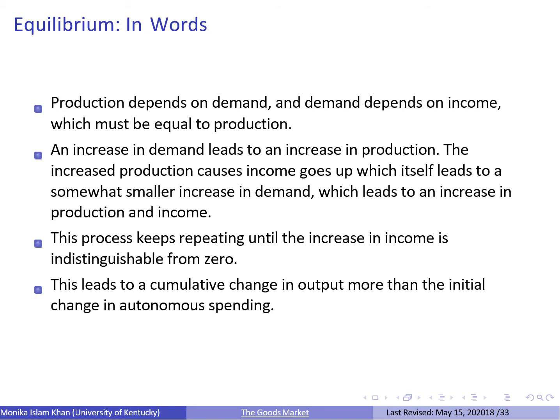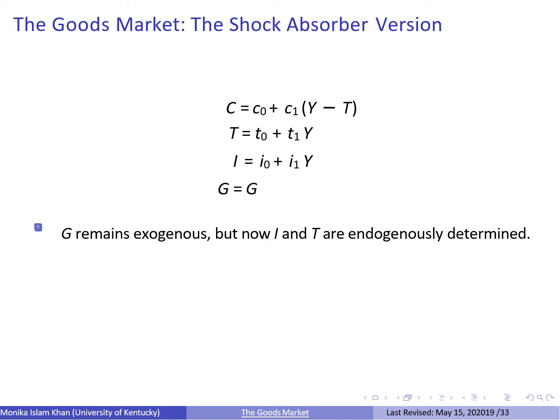It's like a cycle. At the end of every cycle, output increases. This leads to a cumulative change in output more than the initial change in autonomous spending, and this is your multiplier effect. Now let's look at an example from the goods market, and we will discuss why I call it the shock absorber version.